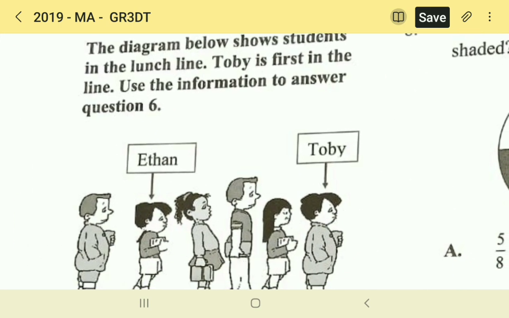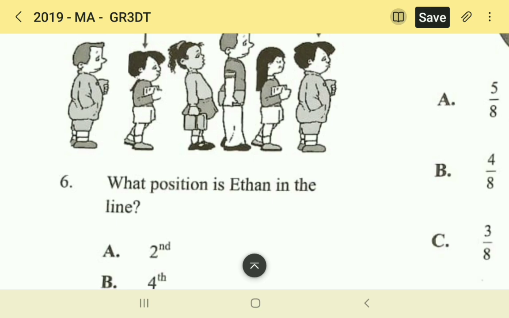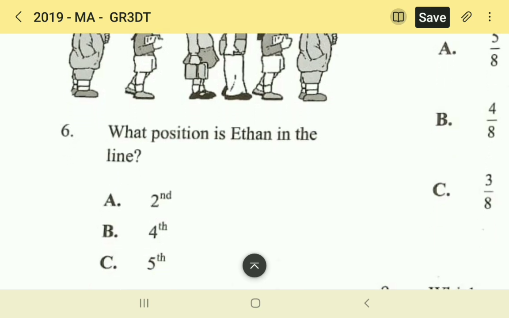Number 6, and it says the diagram below shows students in the lunch line. This is a repeat item. Toby is first in the line. Use the information to answer question 6. Guys, go through all the papers. You're going to see them coming over and over.